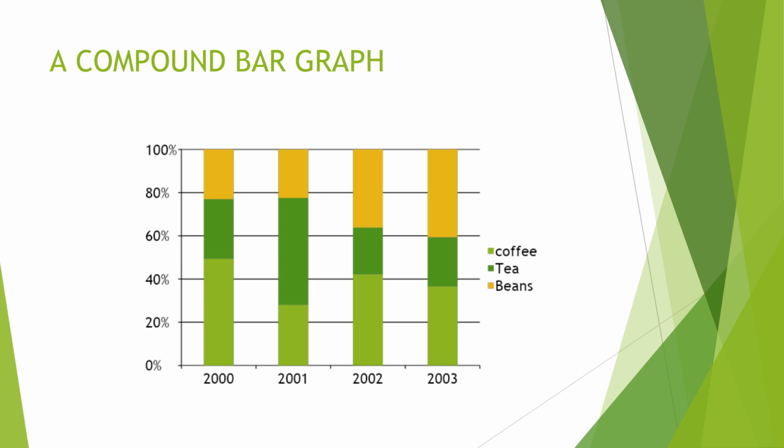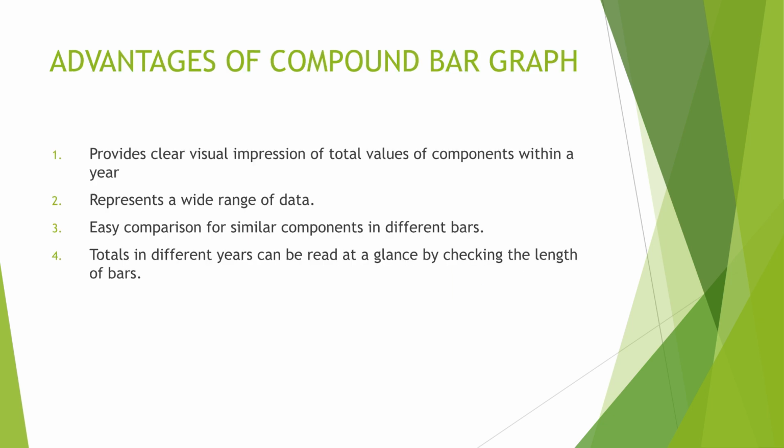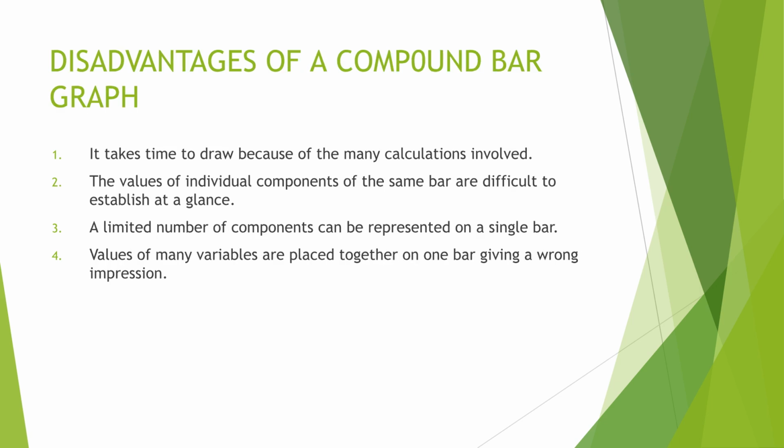This is an example of a compound bar graph, visually representing the data from the previous table, segmented by crop and year. Compound bar graphs provide a clear visual impression of total values, represent a wide range of data, allow easy comparison, and make reading totals simple. Disadvantages include the time required for drawing and calculations, difficulty in establishing individual component values at a glance, and limited capacity for components, which can sometimes lead to a wrong impression.